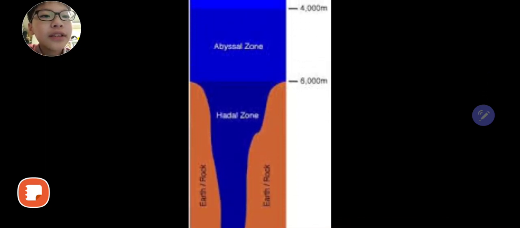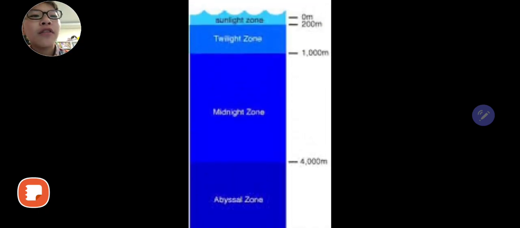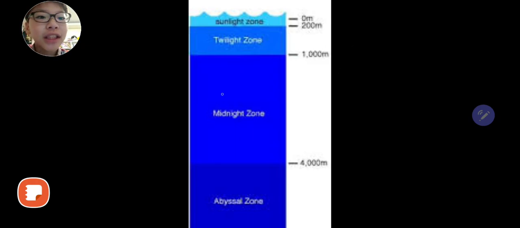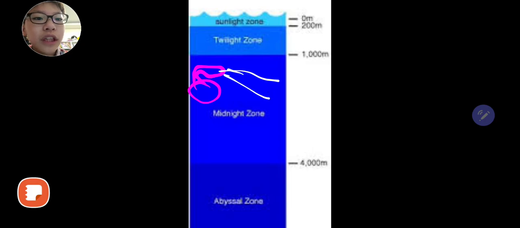And then the next one is the abyssal zone. Now here's the side note: from the midnight zone, you won't be able to see anything. So if you're in a submarine inside the midnight zone, you'll need some light to show you. You need light to show you.